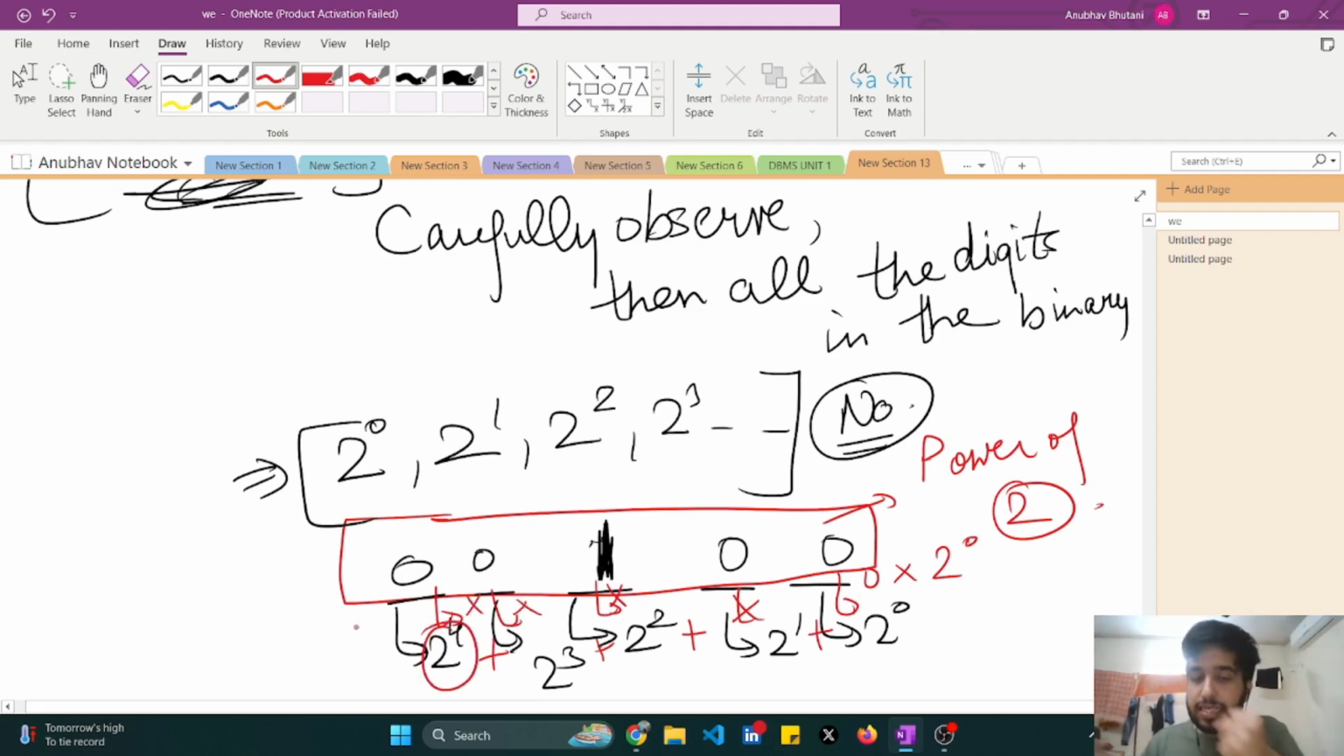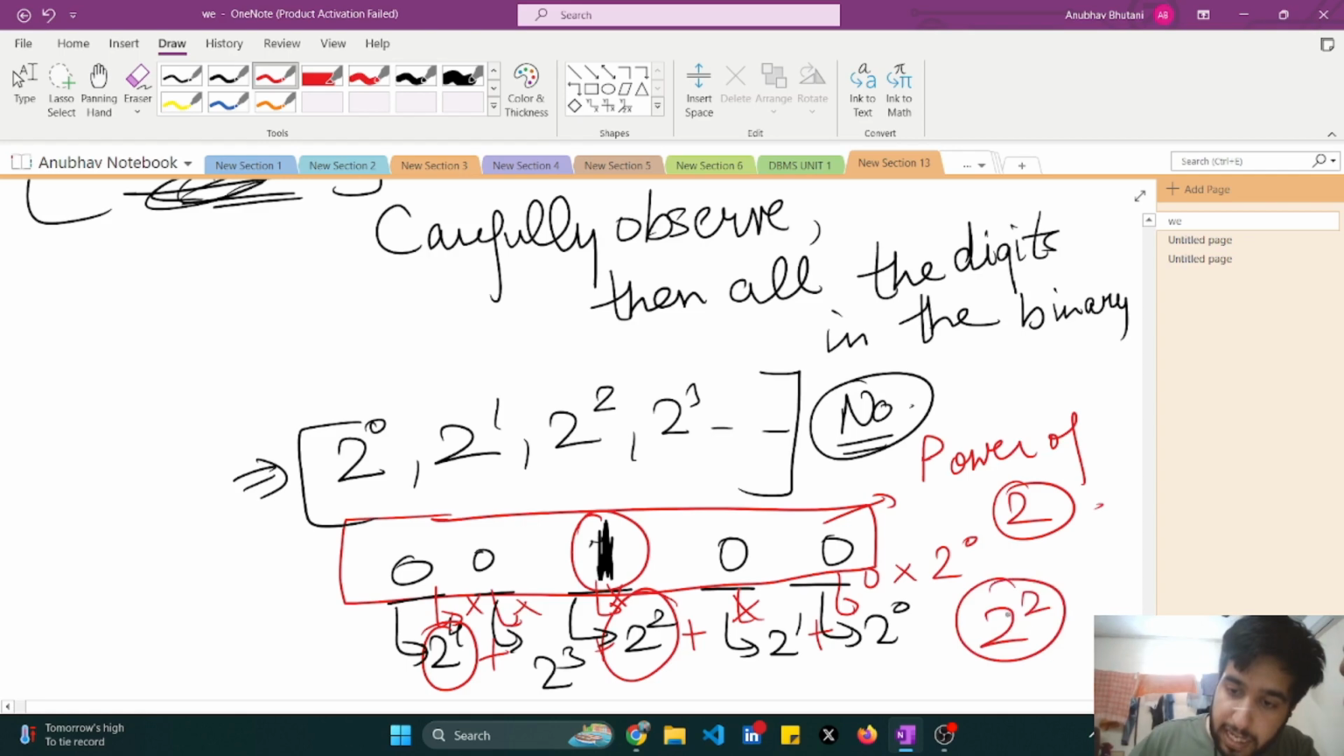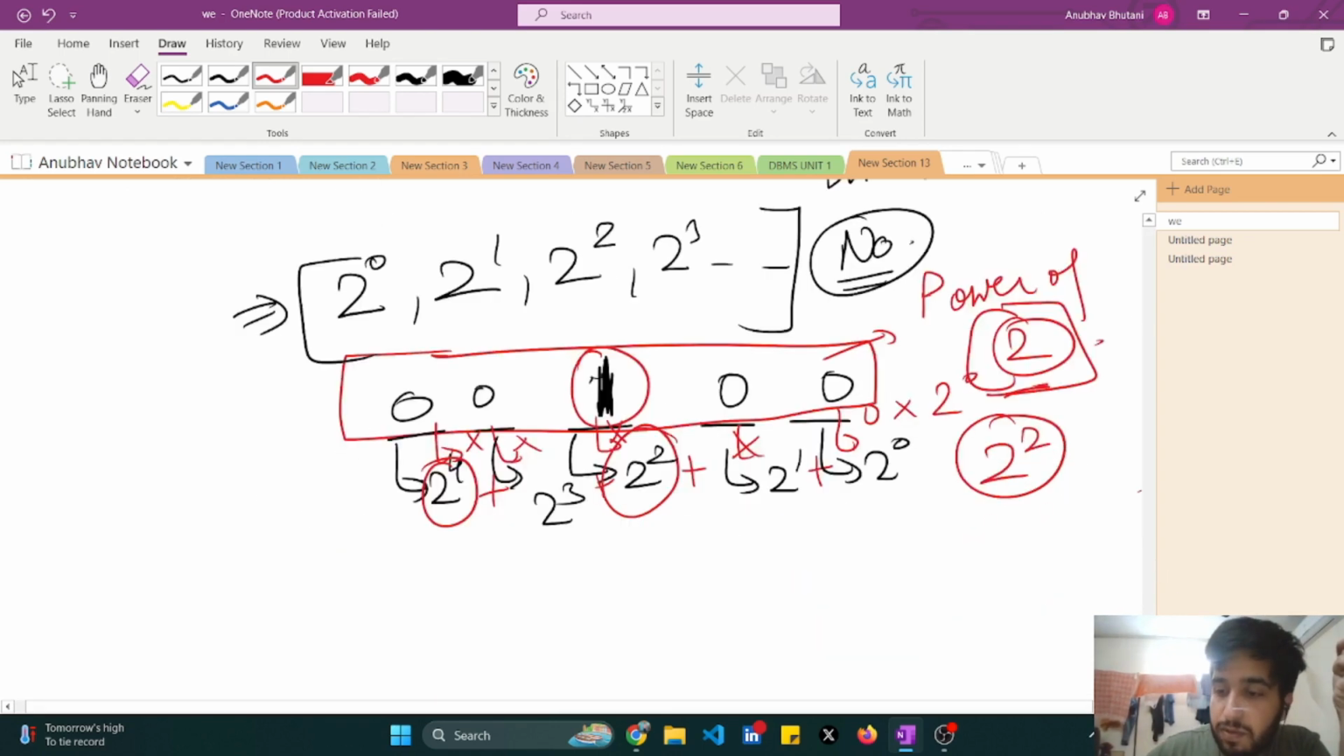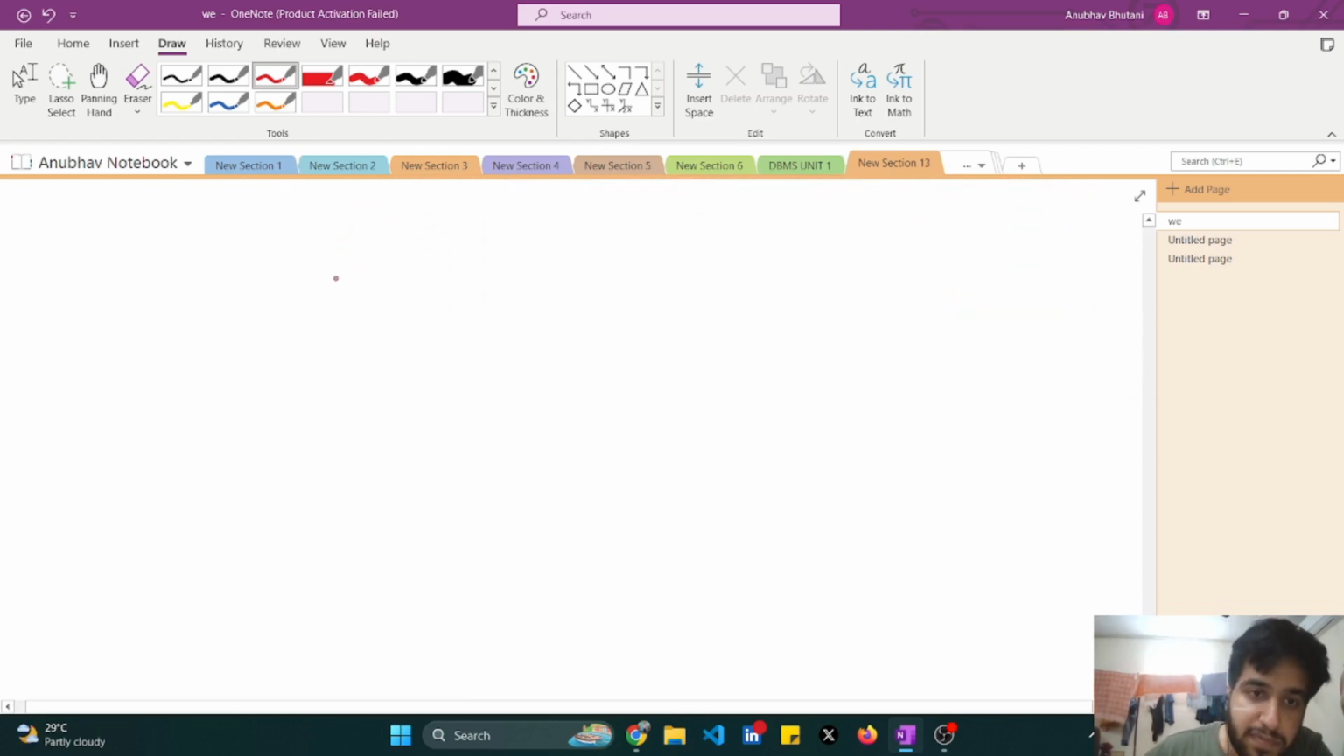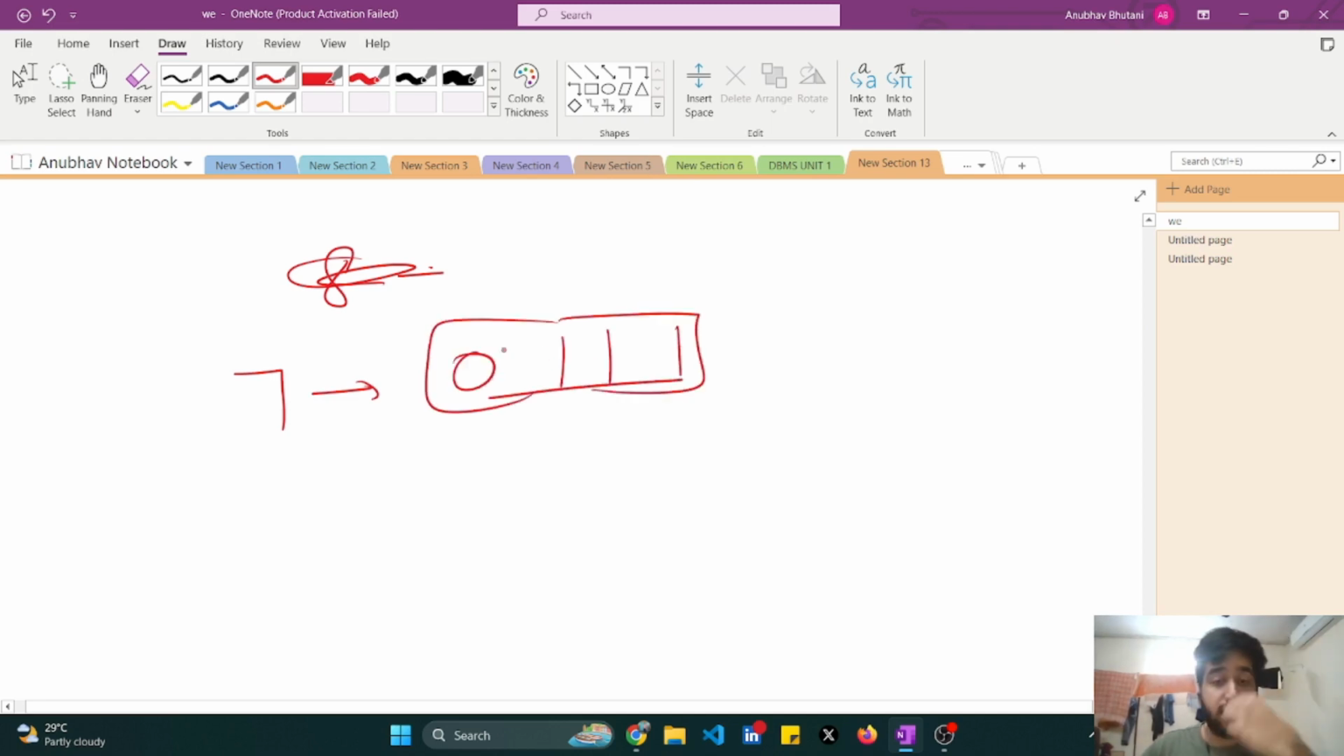So if all the other digits are 0 and only one digit is 1, only one number would be considered, that is 2 raised to power 2. Then the number would definitely be a power of 2. Because if I try this with 7, it is represented by 0111. It has three ones.